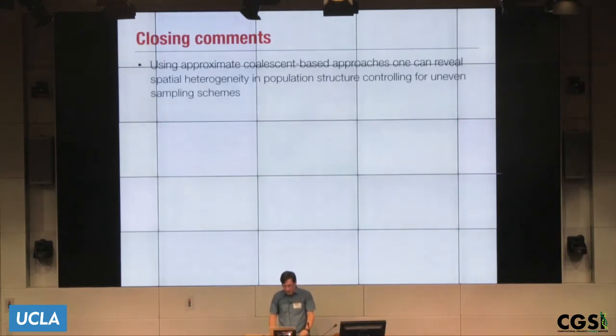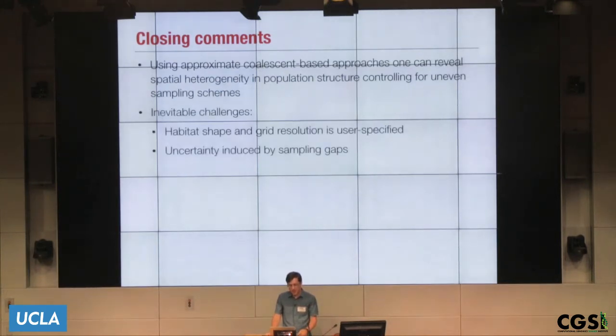Okay. And so just to close, using these approximate coalescent-based approaches, we can reveal spatial heterogeneity and population structure, even controlling for uneven sampling schemes. There are some inevitable challenges. The habitat shape and grid resolution are user-specified. I gave some hint that if you make them fine-scaled, it might be approximating something continuous and therefore the resolution is less important, but the shape would still matter. There's still uncertainty induced by sampling gaps: if there's some low migration feature and you haven't sampled anywhere near it, it can move around in the posterior. There's not a lot of ability to localize it. But sampling gaps at least don't induce the appearance of some kind of clustering that might not be there.